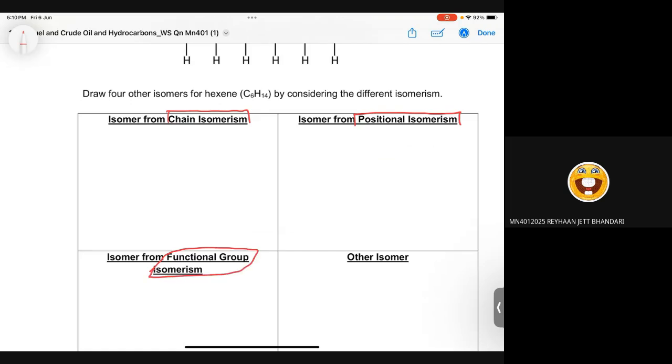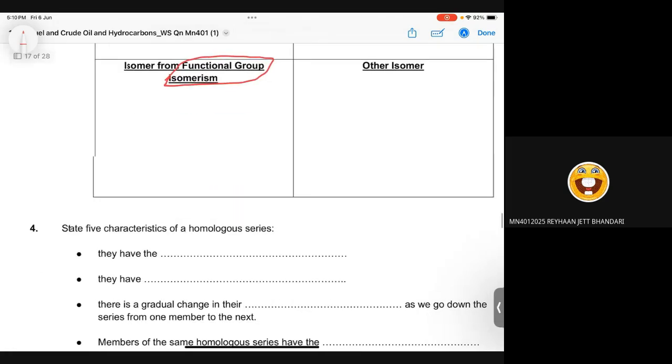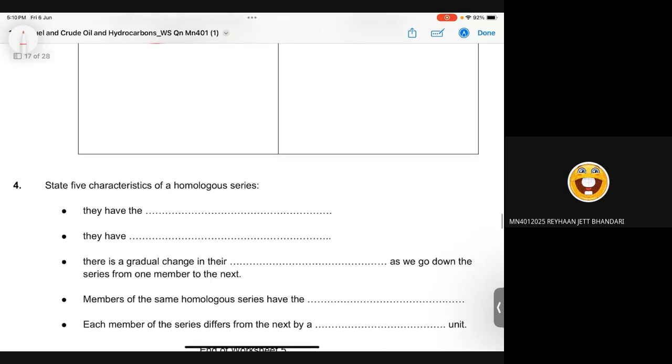Why do I want to introduce this term? You realize your textbook never talks about it. How come I tell you about it here? It's so that you're able to have different permutations based on the type of isomerism. It's just to introduce you to the types of isomerism so you can create the different permutations. Okay, so that's for this part here.